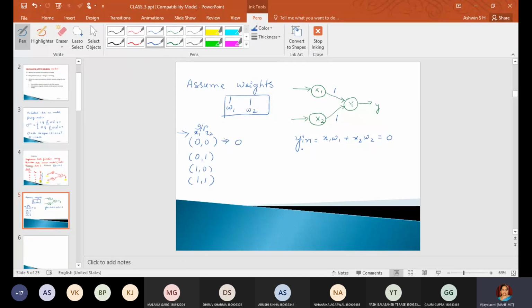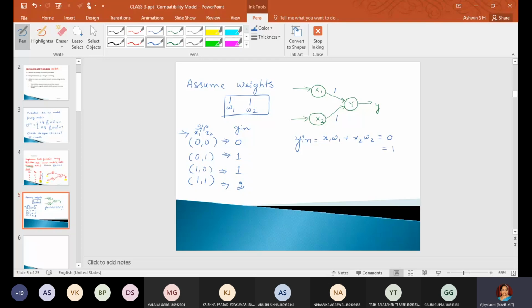Next y in is, this is y in. Next, for the second case, you calculate, so 0 into 1 plus 1 into 1. So this comes out to be 1. For the next case, it is 1 into 1 plus 0 into 1. So this is 1, and 1 into 1 plus 1 into 1, this is 2. So now what we have got is, assuming the weights to be 1 and 1, we have got y in using this expression: 0 1 1 2.